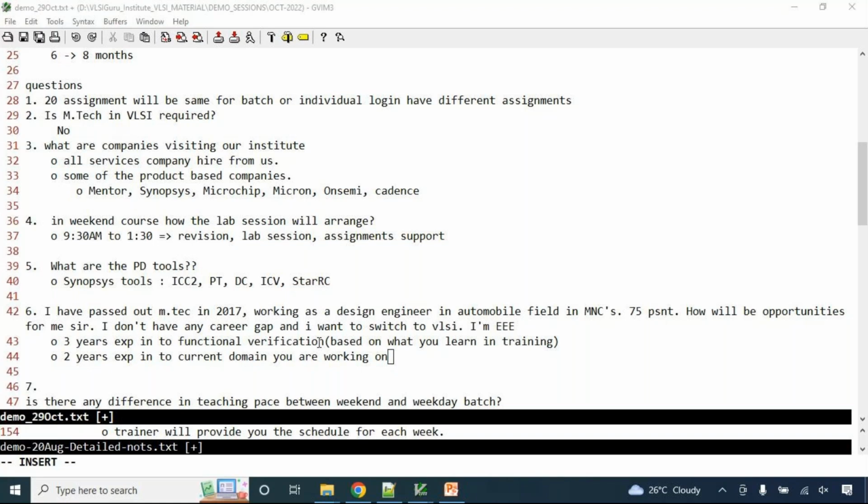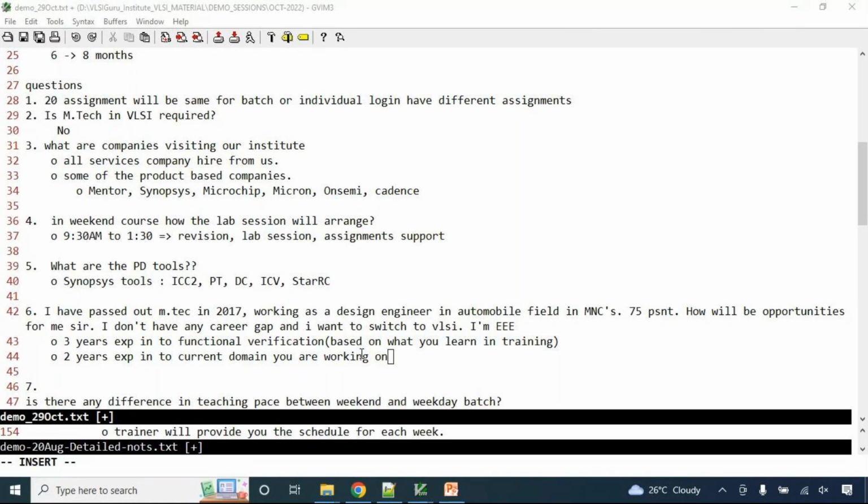Companies don't do too much background verification, because if it is a design engineer job, in some way or other chips and electronics are involved. That way you can show 2 to 3 years of experience in functional verification. With that, if you try, you will have a lot of opportunities. Even today, even before you join the training, you can try this.